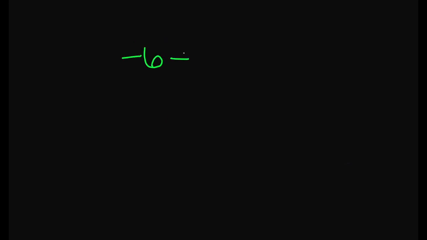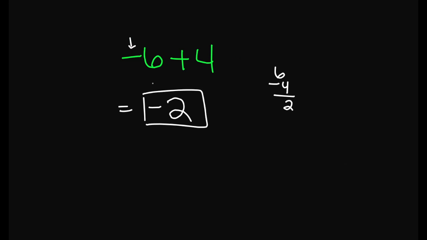Negative 6 plus 4. Look at this example here. Negative 6 plus 4. This is going to equal a negative 2. Remember, I'm going to subtract 6 minus 4. This is going to be 2. But I'm going to take the sign of the greater number. So you need to make sure you include the negative in your answer. So negative 6 plus 4 is negative 2.